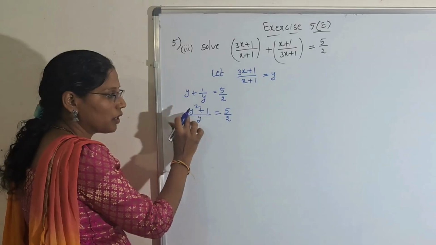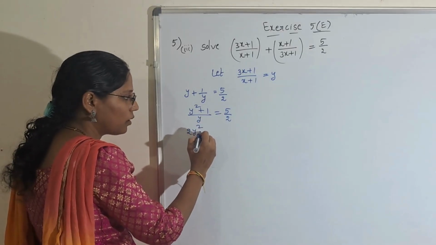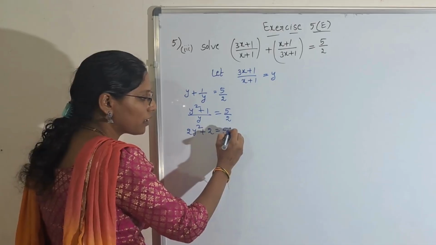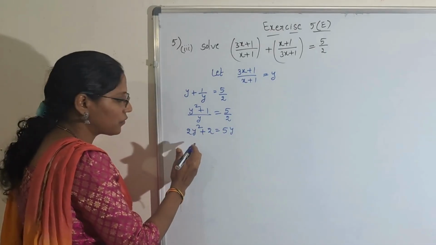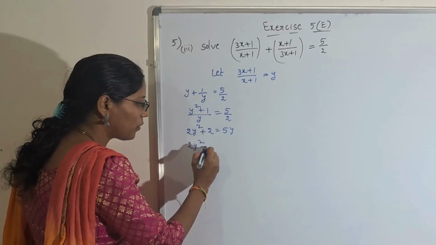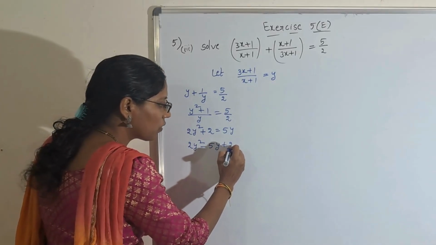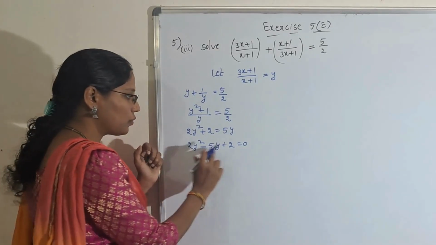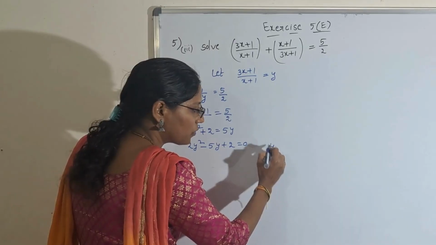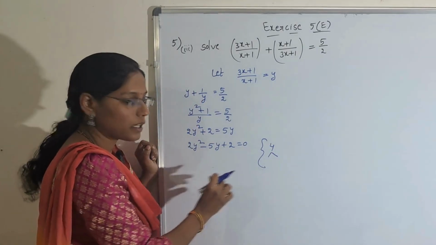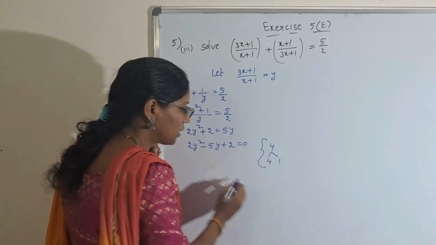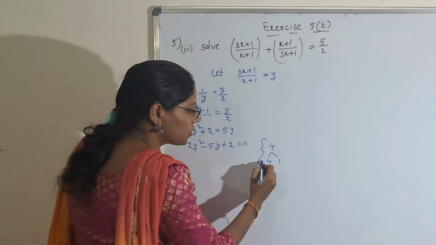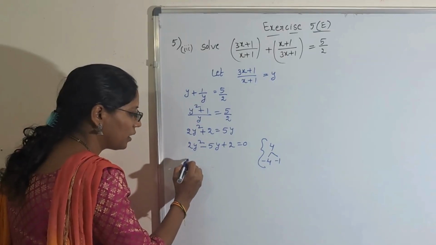Cross multiplication, 2 into y square. 2y square plus 2 equal to 5y. 5y we have to shift to the left side. 2y square minus 5y plus 2 equal to 0. Now we have to apply the factorization method. 2 into 2 is 4, product is 4. Sum is minus 5. What are the factors of 4? 4 and 1. Here minus 5 we need, so minus 4 minus 1.